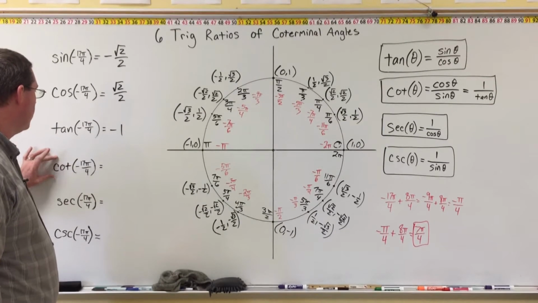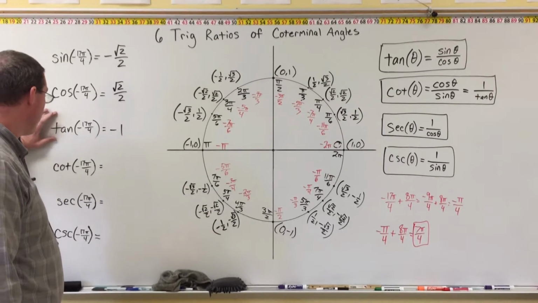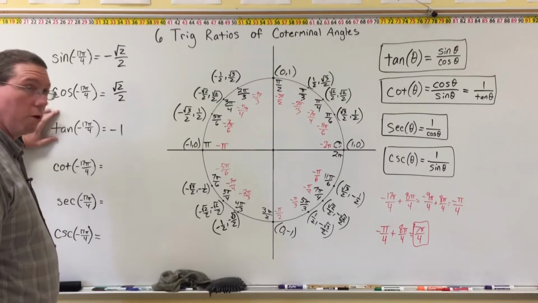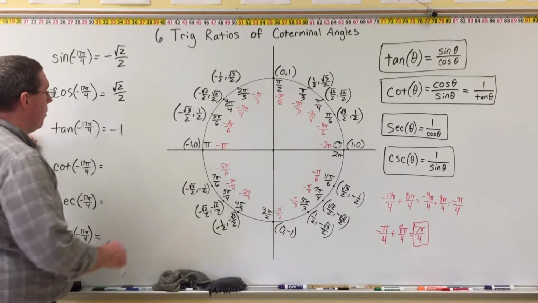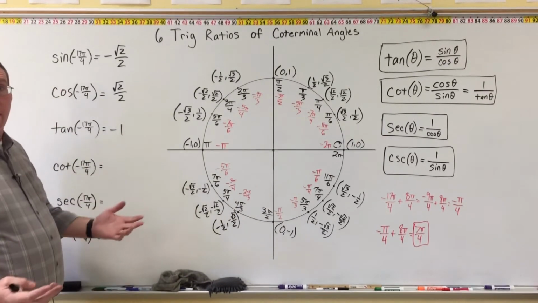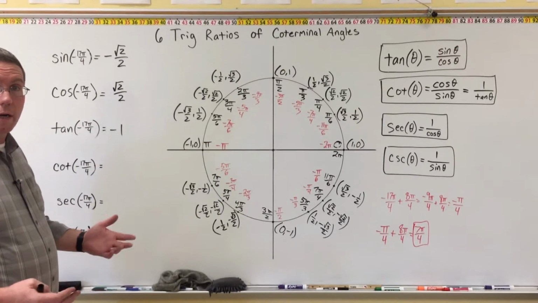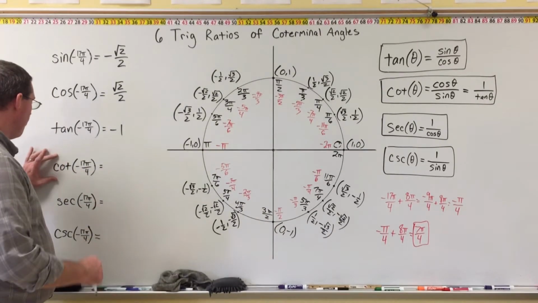We know that cotangent is the reciprocal of tangent. And you may or may not know this, but the reciprocal of negative 1 is negative 1, just like the reciprocal of 1 is 1. But let me prove it to you.